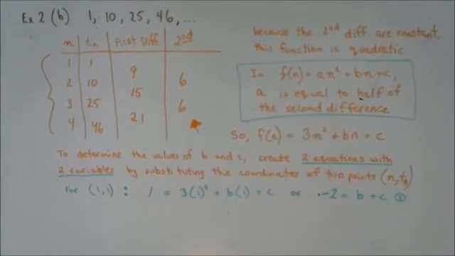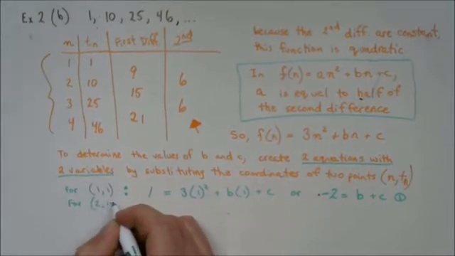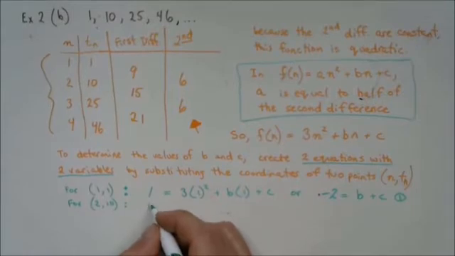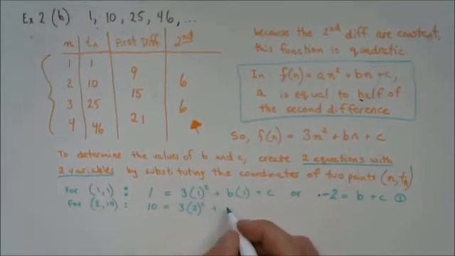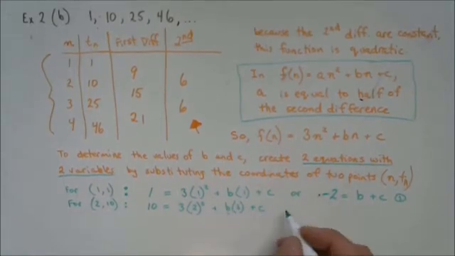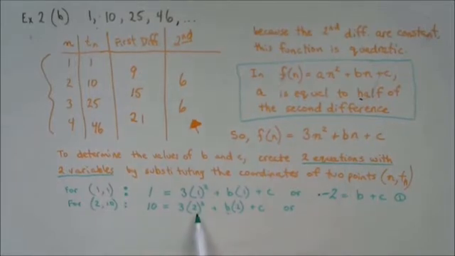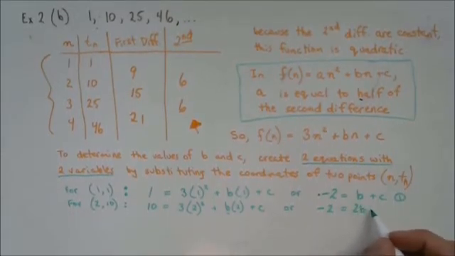And then we'll take our next easiest point, which is 2, 10. That tells us that 10 is equal to 3 times the square of 2 plus b times 2 plus c. Again, we can simplify that quickly. 2 squared is 4. 4 times 3 is 12. I'm going to subtract that from both sides. That gives us negative 2 on the left is equal to 2b plus c.